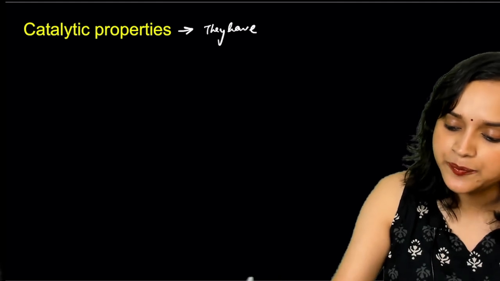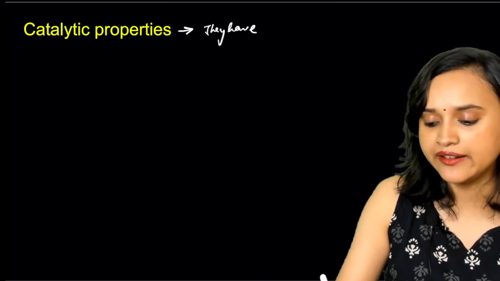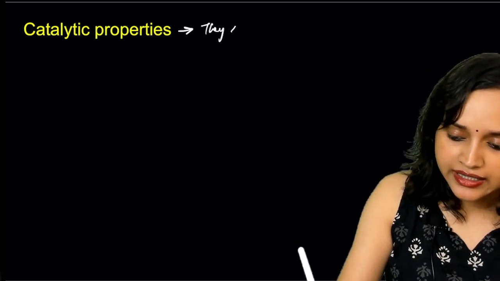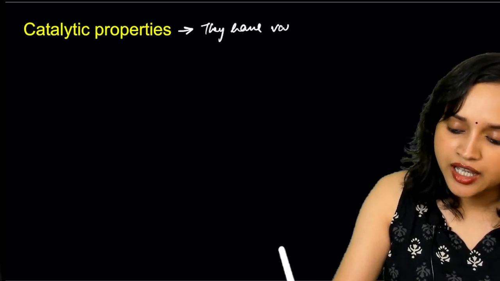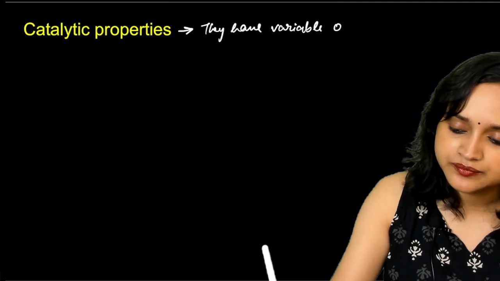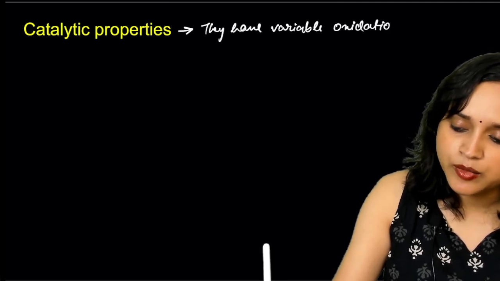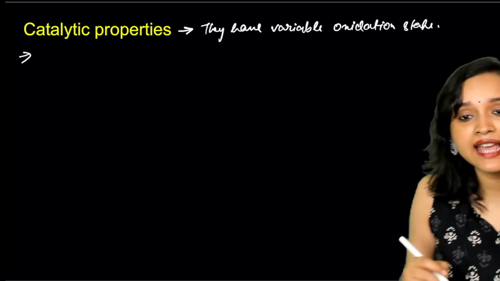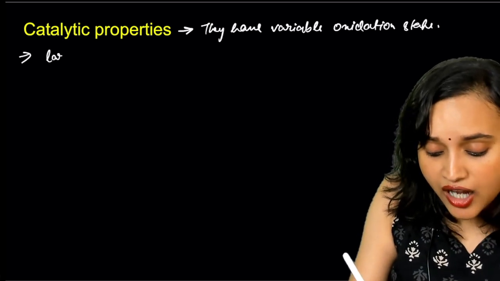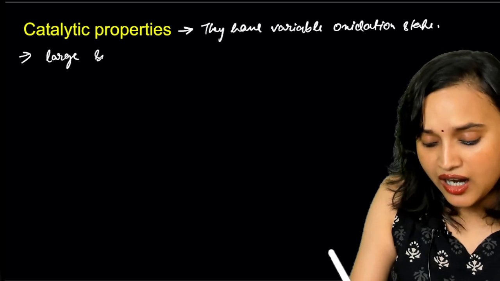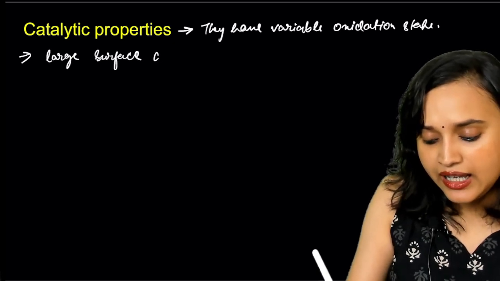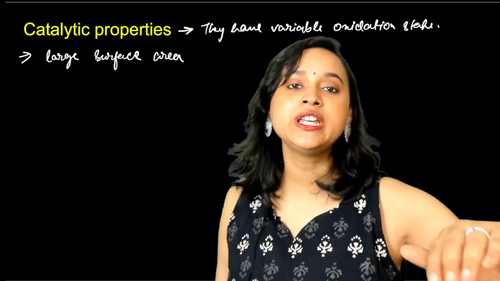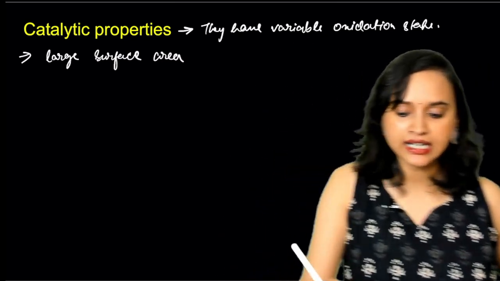What do I write? Let me make my handwriting a little better. I can write that they have variable oxidation state. This is the number one reason. And the second reason is that they also have large surface area for the reactant to be absorbed, correct, large surface area.